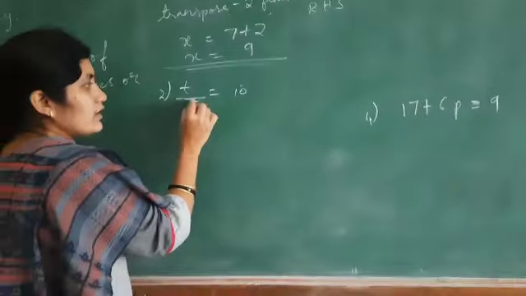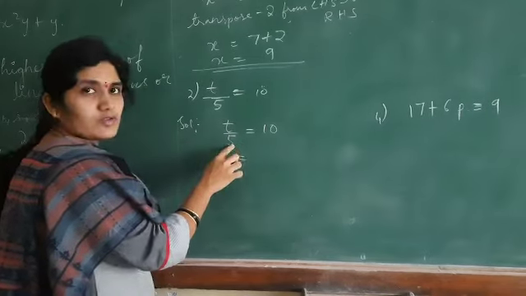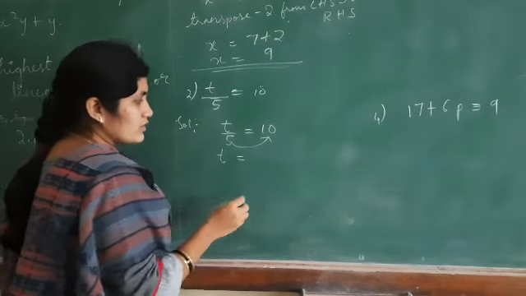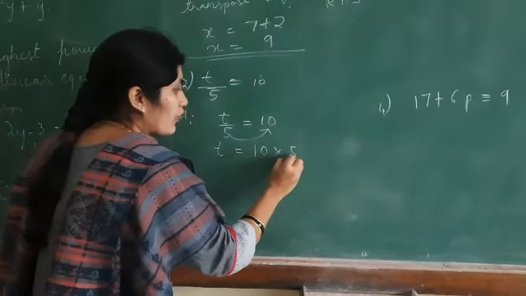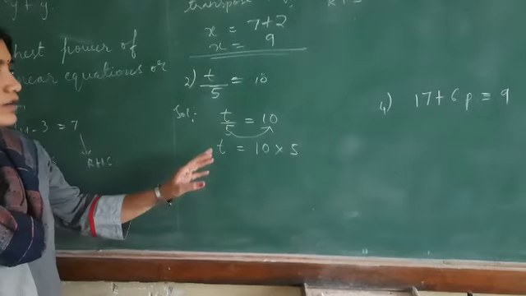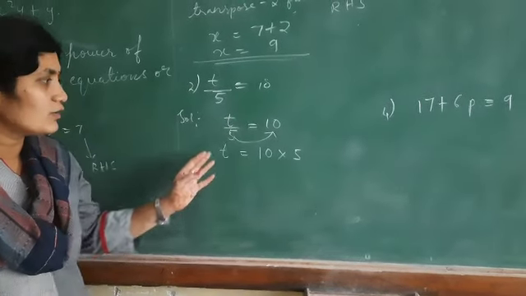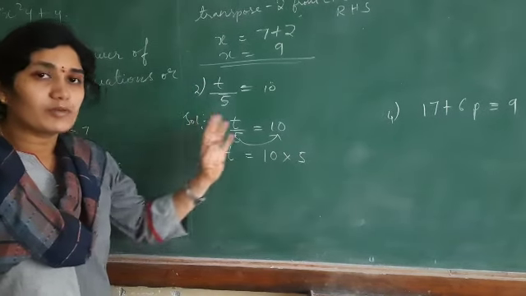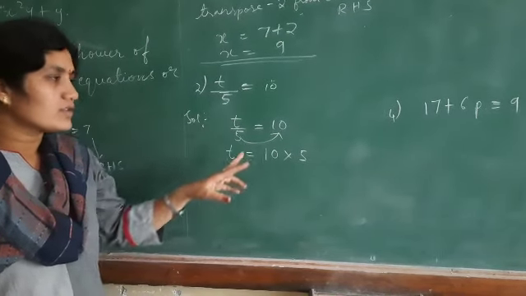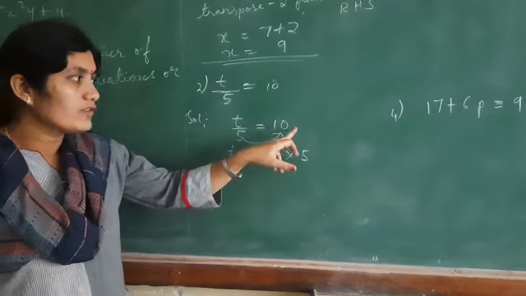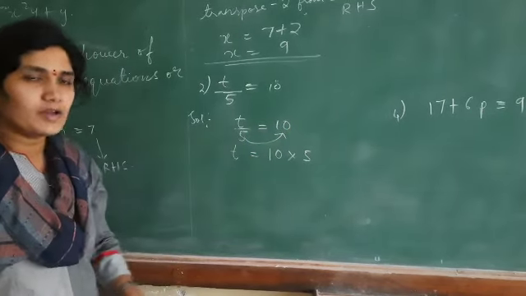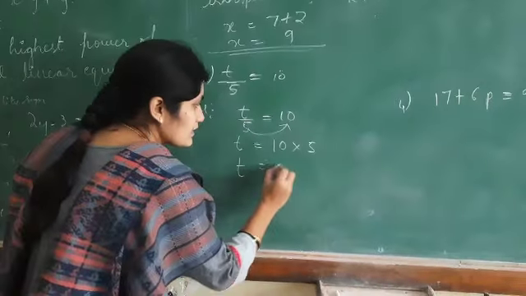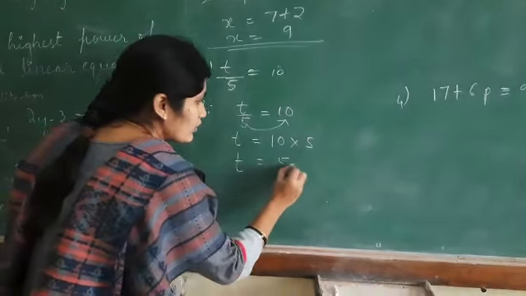Solution, write as it is. t by 5 is equal to 10. When you consider t here, you are going to transpose 5 to the RHS, that is 10 into 5. When you are transposing a term from one side to the other side, plus will become minus or minus will become plus, that is the opposite sign. Multiplication will become division and division will become multiplication. So t is equal to 50.